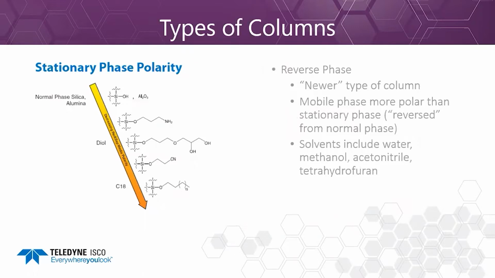Reverse phase is a newer type of column. It is a bonded phase. The mobile phase is more polar than the stationary phase. This means it's reversed from normal phase, hence the name reverse phase. Solvents include water, methanol, acetonitrile, and THF. And again, I'm going from weaker, more polar solvents to stronger solvents.